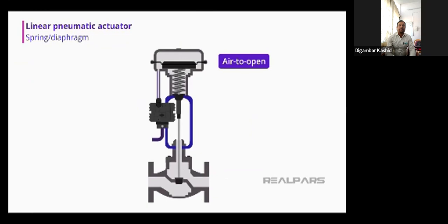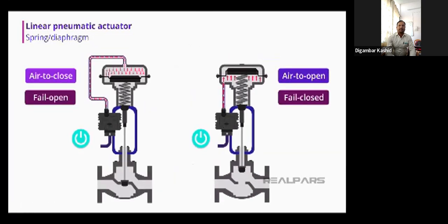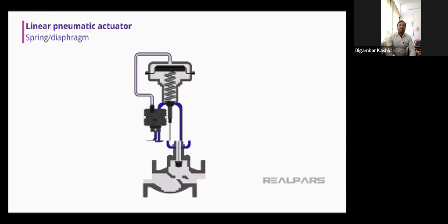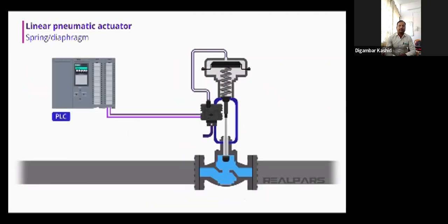In an air-to-open operating condition, the spring forces the valve closed. The air pressure on the diaphragm creates a force that overcomes the force of the spring and opens the valve. By rearranging the spring and pneumatic supply, this type of actuator can fail open or fail closed when air pressure is lost. Let's look at a typical spring diaphragm pneumatic actuator connected to a flow control valve in action.